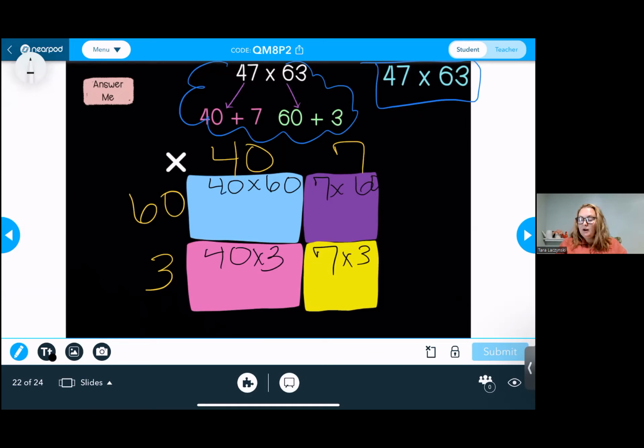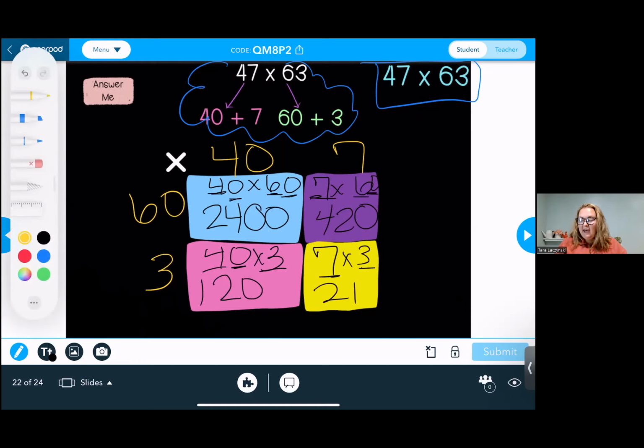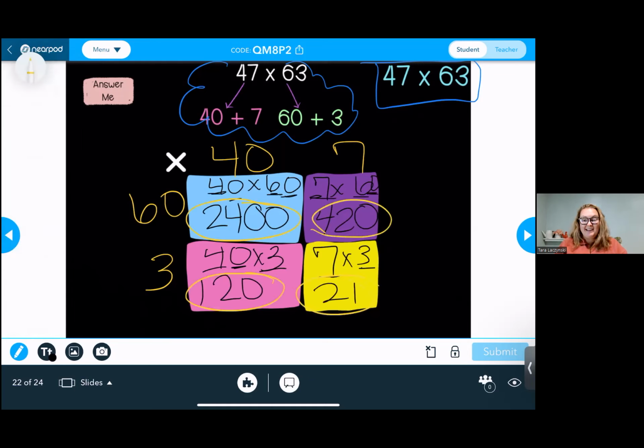We start with 4 times 6. 4 times 6 is 24. We have 2 zeros. 7 times 6 is 42. We have 1 0. 4 times 3 is 12. We have 1 0. 7 times 3 is 21. We now have our 4 numbers that need to be added.